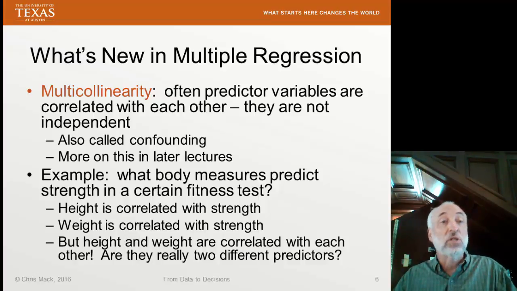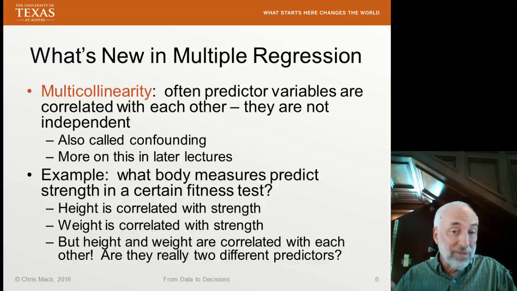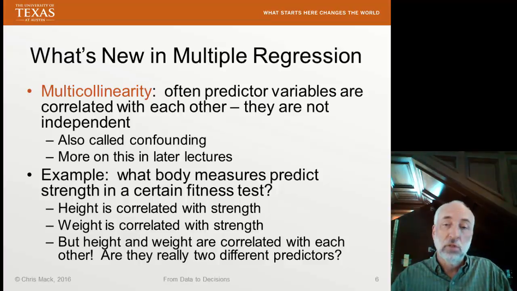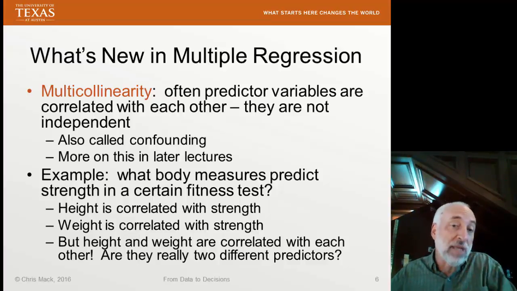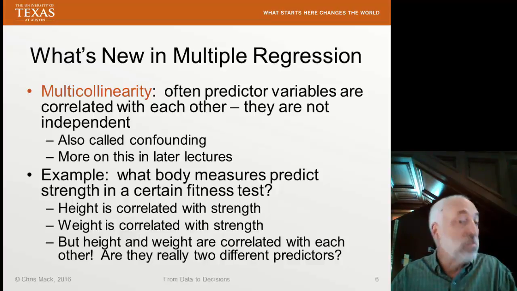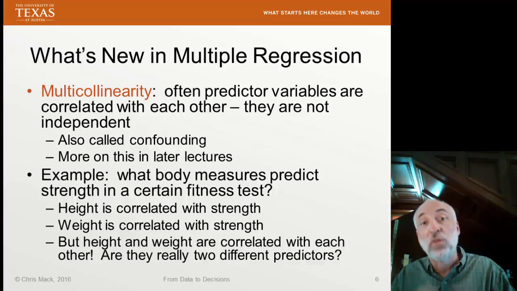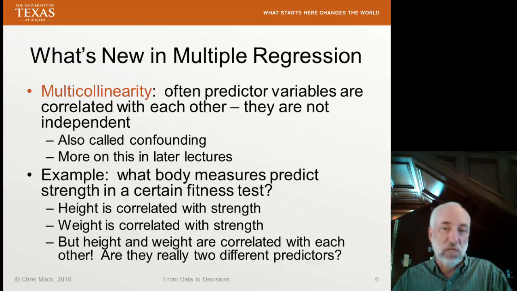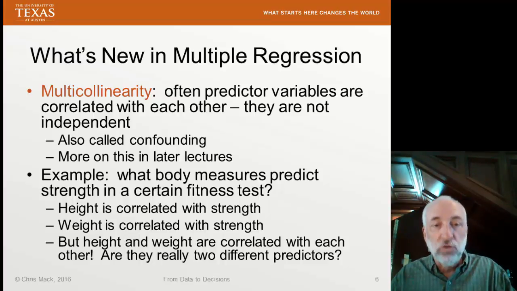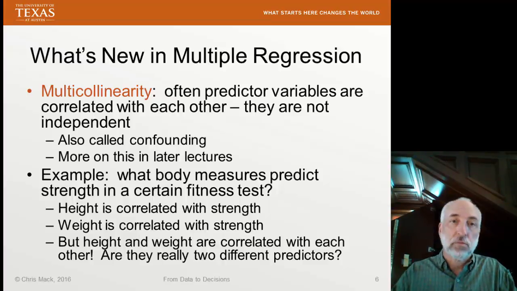But height and weight are correlated with each other as well. Tall people weigh more than short people in general. So I have to ask, are these really two different predictors, or is one good enough? If I have height, then I don't need to have weight. If I have weight, then I don't need to have height. And maybe it doesn't make any sense to have them both in my model if they're both describing the same thing. This would be a problem of collinearity of the two variables, height and weight, and it affects how good our model will be.